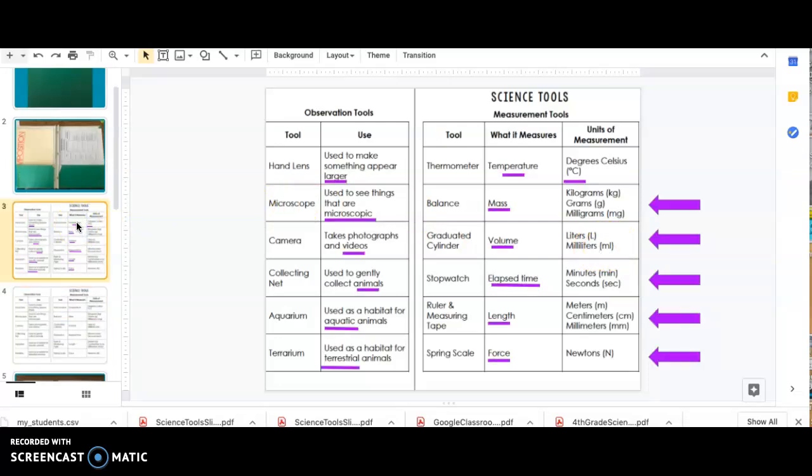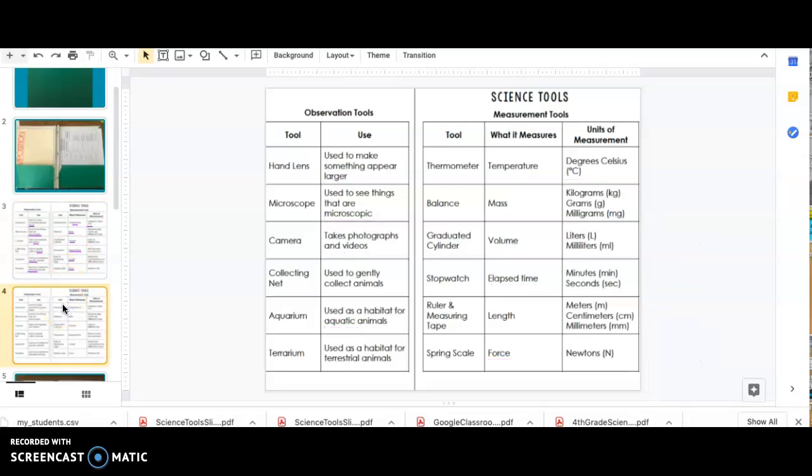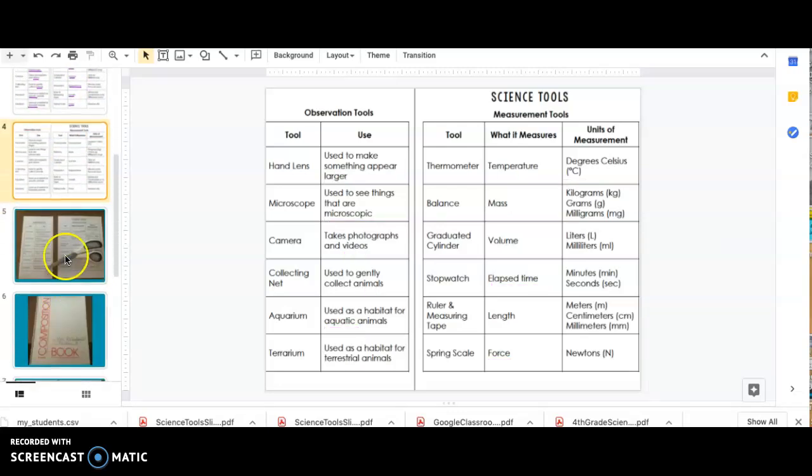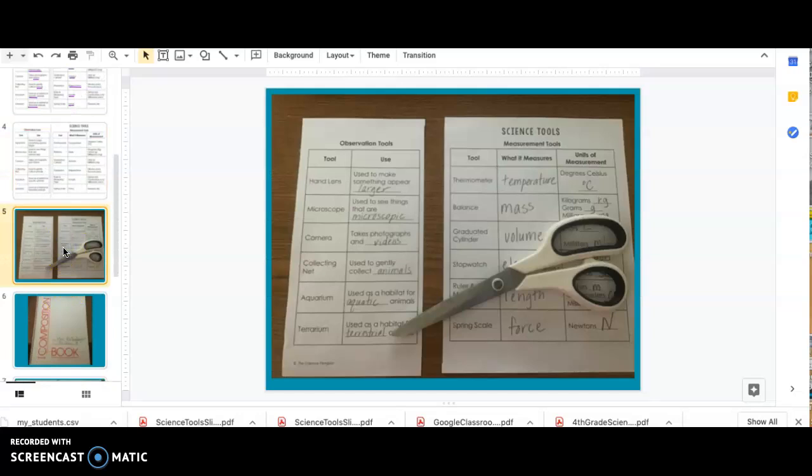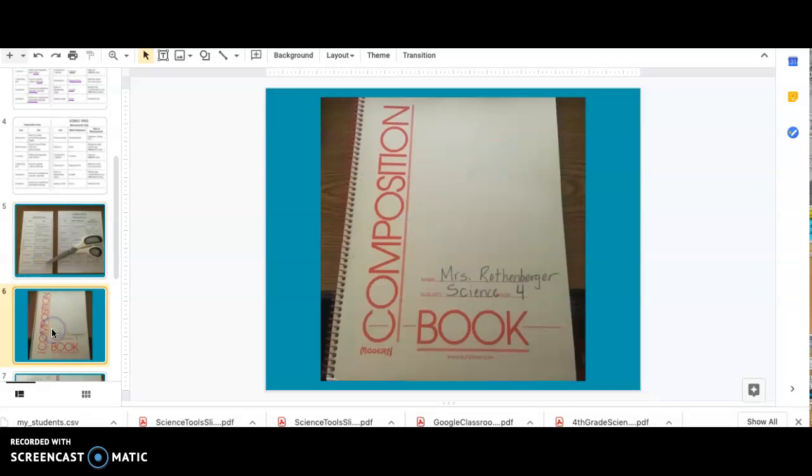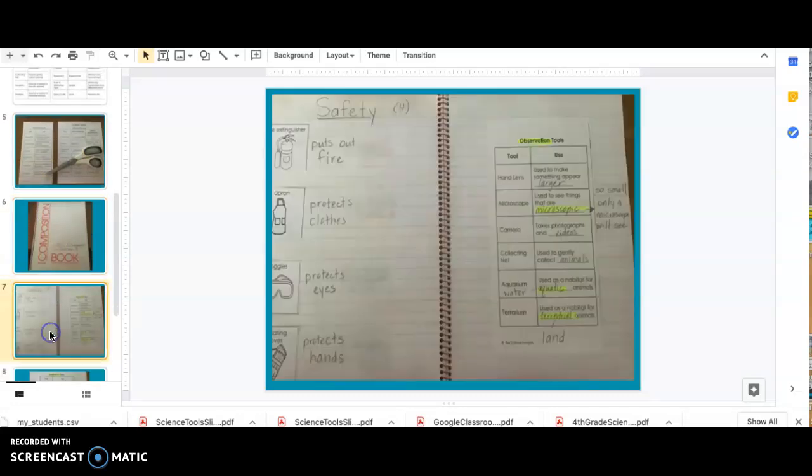So once you fill out your notes, they should look like this. And then you're ready to cut down that line. And so now we have 2 sheets of paper. We're going to be gluing them into our notebook. Please open up to the last page that we completed yesterday.